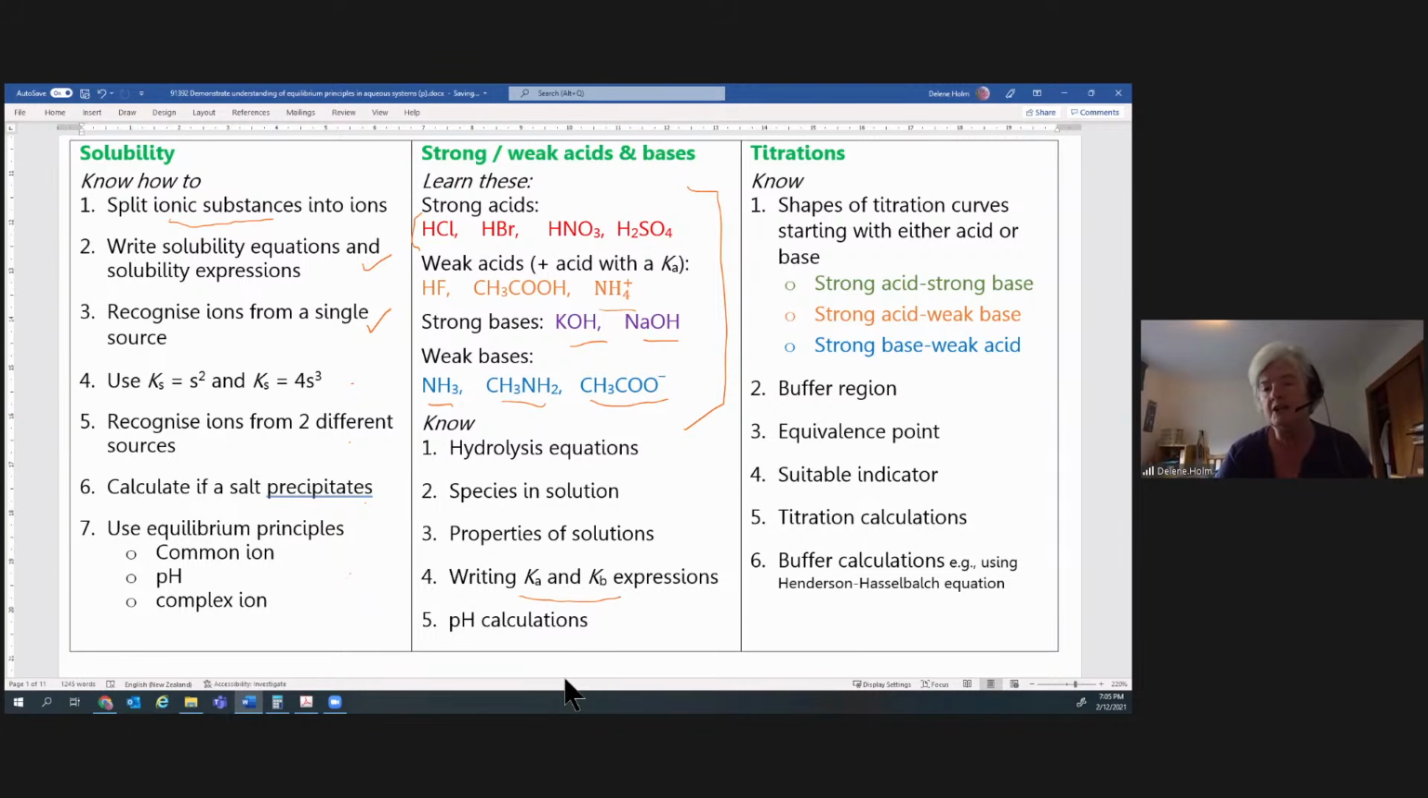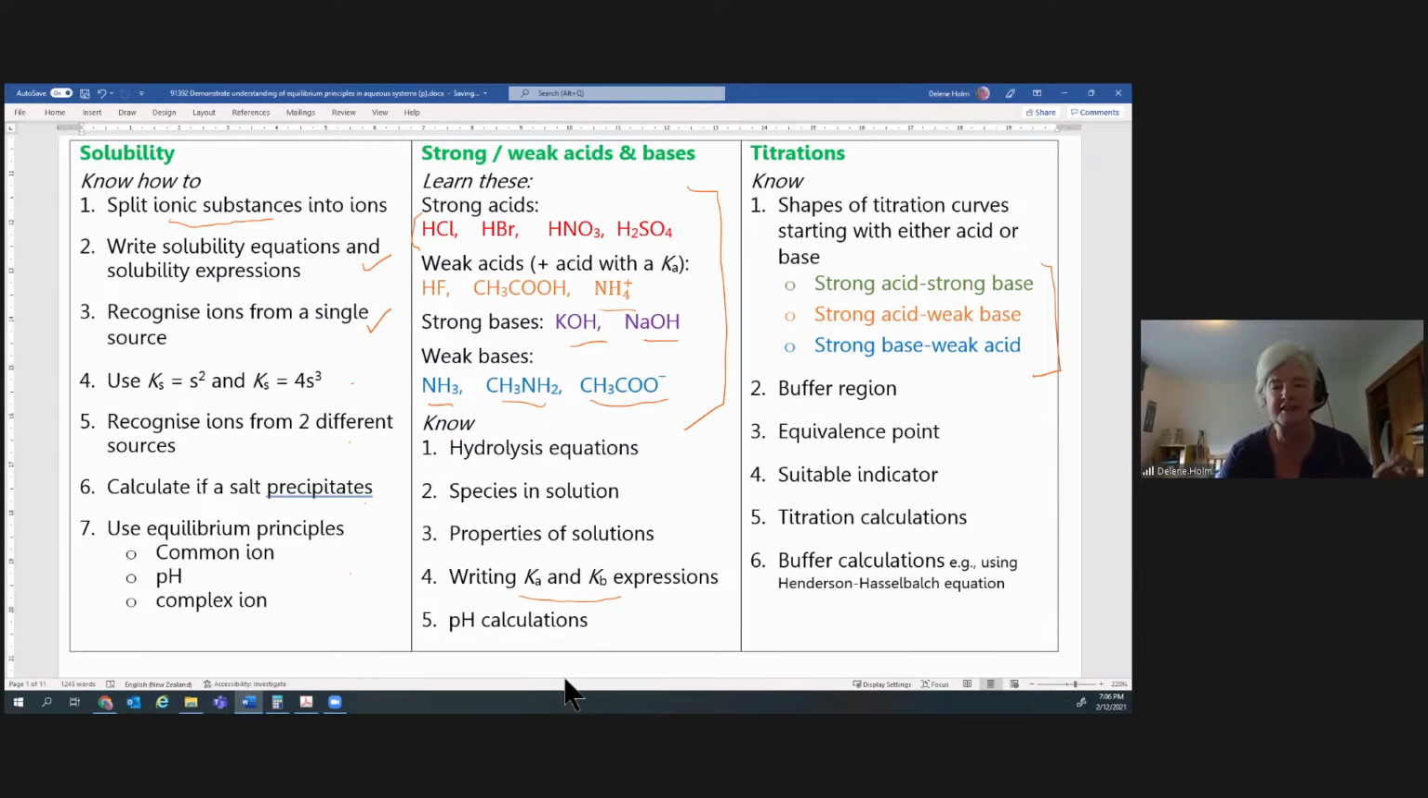Then finally, you've got titrations, so where we use strong acids and weak acids, strong bases and weak bases when we titrate them. So there are 3 types of titration graphs you need to be able to recognize or perhaps even draw. Sometimes they make you draw parts of the titration curve. And so it could be a strong acid, strong base.